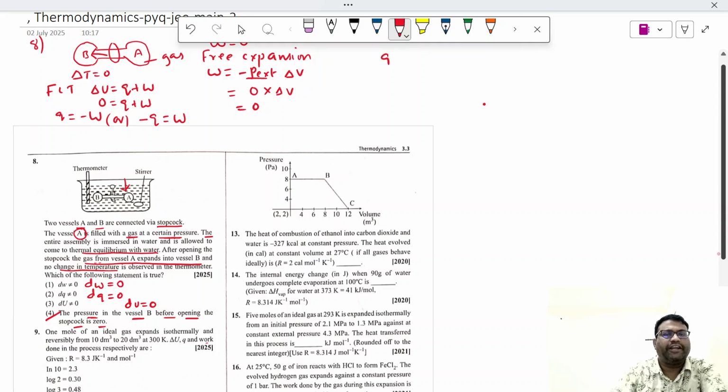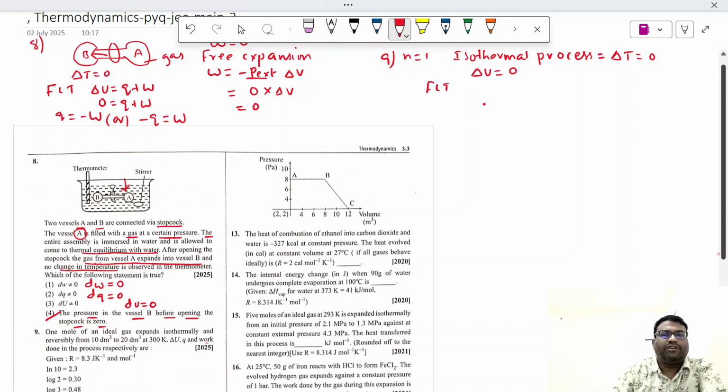Next, question number 9. 1 mole of an ideal gas expands isothermally. Number of moles is equal to 1. He has mentioned that it is an isothermal process. Isothermal process or expansion means delta T is equal to 0. If delta T is equal to 0, delta U will also be equal to 0, because delta U is equal to n Cv delta T.